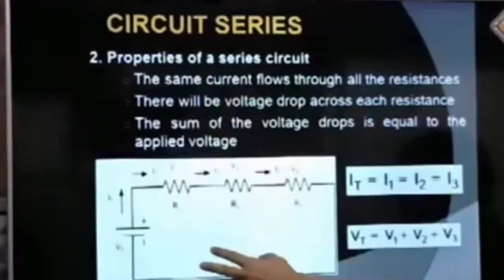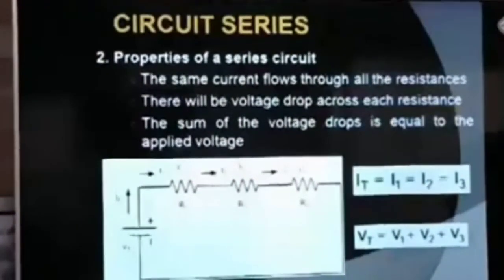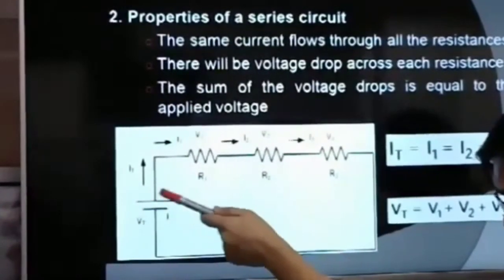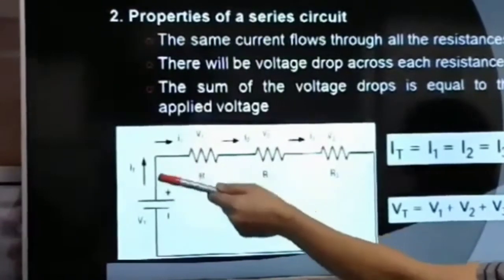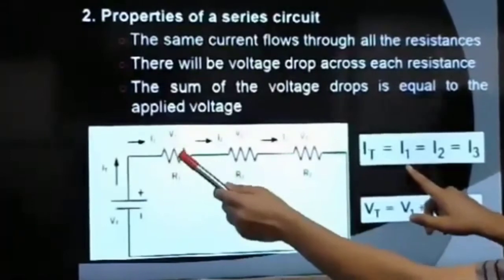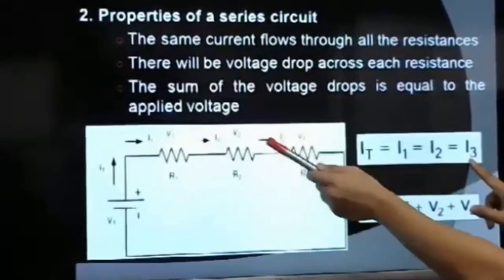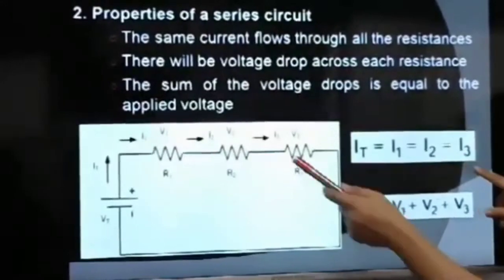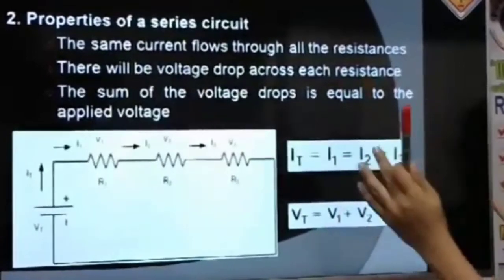Considering we have resistances R1, R2, and R3, they are connected in series to each other. They have the same current flowing. Now, this is our voltage source. Let's say we have a battery, negative, positive. There's only one current flowing, wherein our total current is simply equal to the current in resistor R1, equal to I2, the current in resistor R2, and I3, the current in resistor R3. All of these currents are just the same. Only one current is flowing.